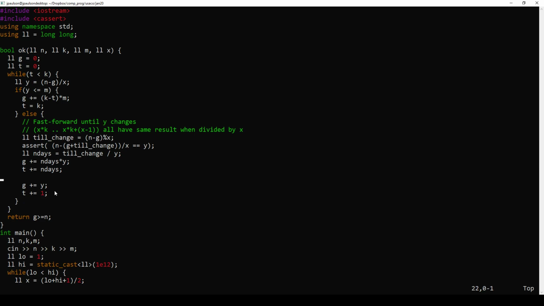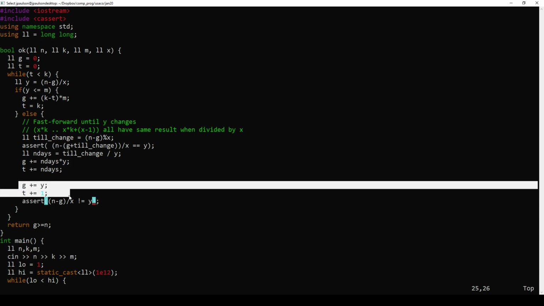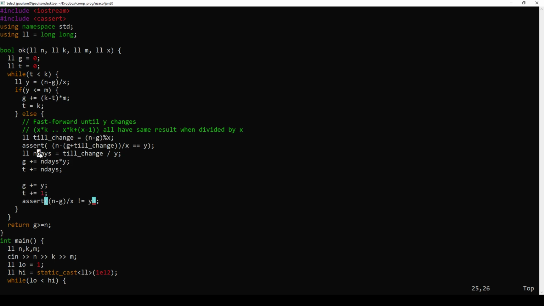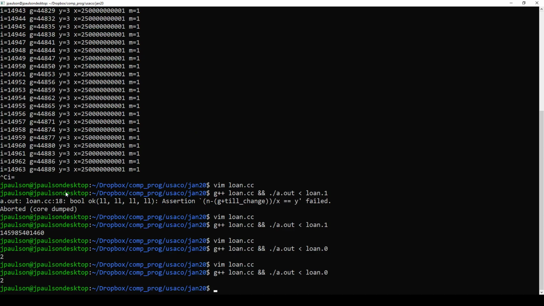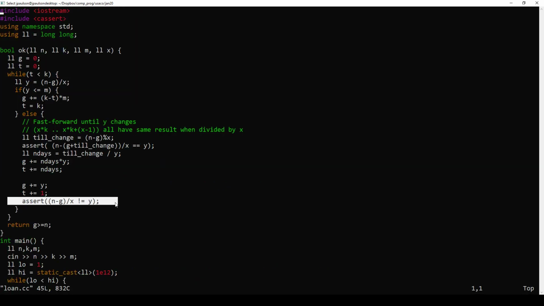Maybe we can even assert that n minus g divided by x is not y. This is asserting that we didn't fast forward too far, and this is asserting that we fast forwarded far enough. And by the way, we definitely do need to do this because this can be 0 if till change is less than y. Cool. And that also passes, so we fast forwarded exactly the right amount. Nice to see with the asserts.